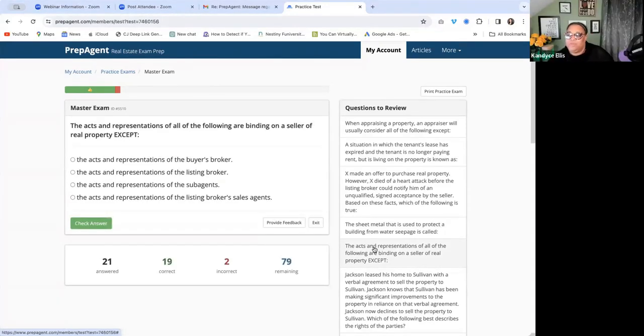All right. The acts and representations of all of the following are binding on a seller of real property except, is it A, the acts and representations of the buyer's broker, B, the acts and representations of the listing broker, C, the acts and representations of the subagents, or D, the acts and representations of the listing broker sales agent?